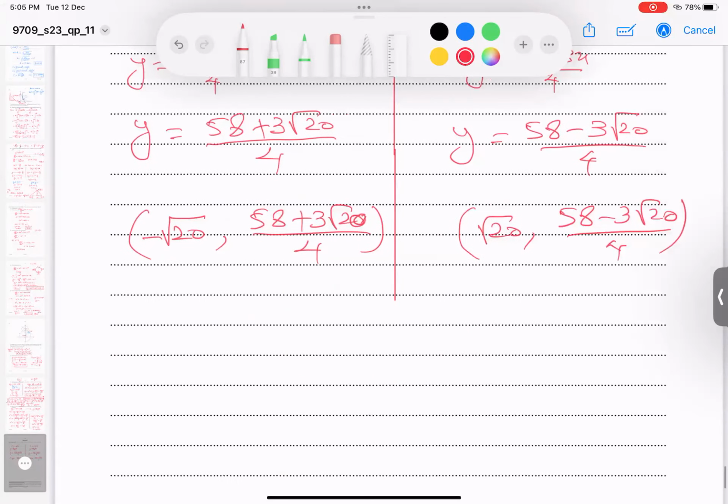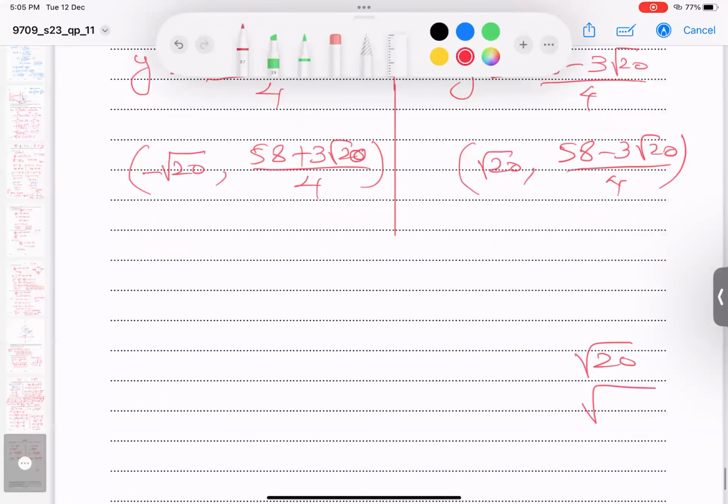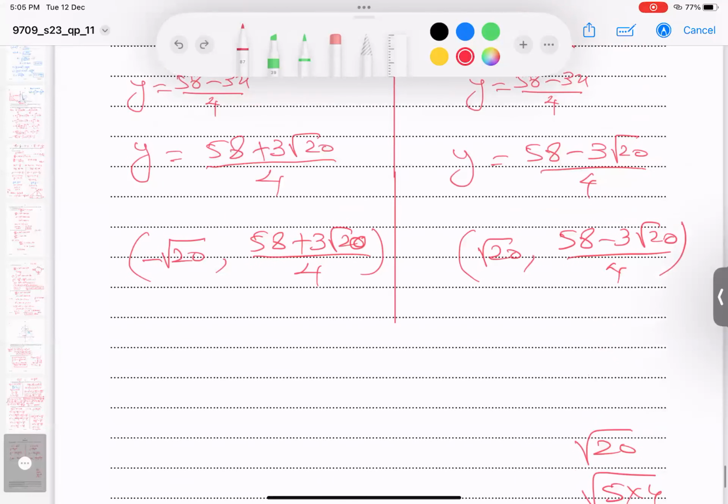Okay, what is root 20? You know, check in the calculator. If you type root 20 directly in the calculator, it gives you in another form. And what is that form? If you don't know, I tell you. 5 4s are 20. Look here. Root 5 alone and root 4 alone gives you 2. So root 5, 2 into 2, so 2 root 5. So here I'm writing 2 root 5.